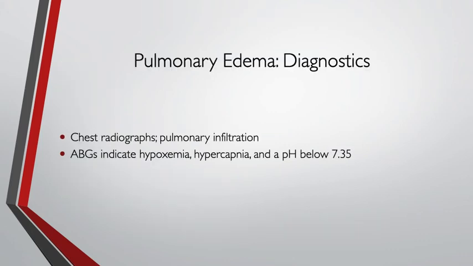We diagnose pulmonary edema with a chest x-ray because we're looking at those pulmonary infiltrations of fluid. We do an ABG. We're looking for hypoxemia as well as hypercapnia, and we're looking for a pH of below 7.35.